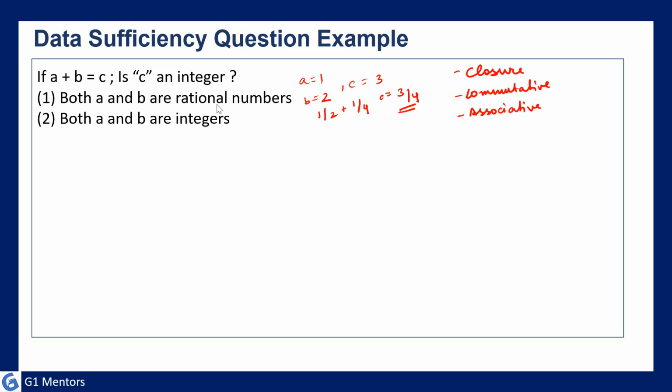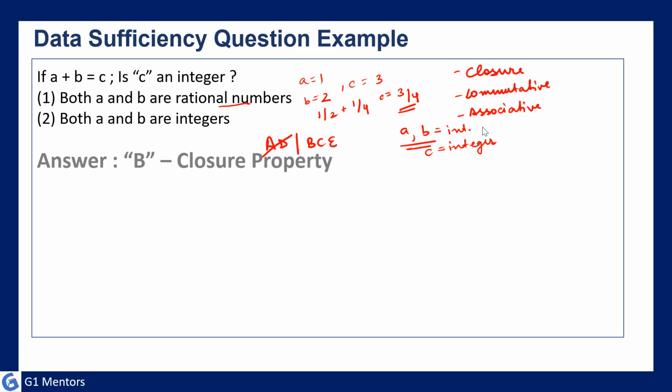So it is only given they are rational numbers, but the question is asking, is c an integer? We can't determine that it is an integer. So with a data sufficiency question, we always write A, D, B, C, E. Since we can't answer the question by statement 1 alone, we strike off A and D. Now let's see statement 2. Both a and b are integers. If both a and b are integers, under the closure property, c has to be an integer. So the correct answer choice is B, with respect to the closure property.